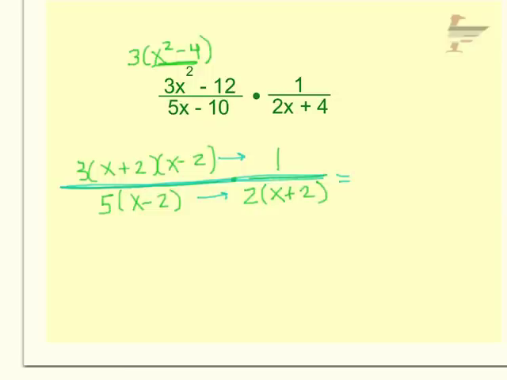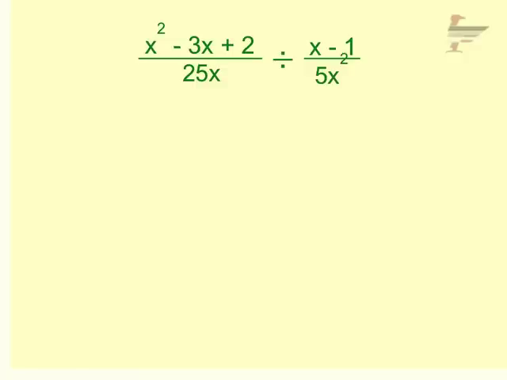And now I'm looking for, is there anything on the top that would cancel with anything in the bottom? I can see I've got x minus 2's and x plus 2's, and that's all that I see. So for our final answer, we're just going to multiply whatever is left. We have a 3 times a 1, so just 3 over, and then we've got a 5 here and a 2 here, so we'll multiply 5 times 2 to get 10. So our final answer, 3 over 10.